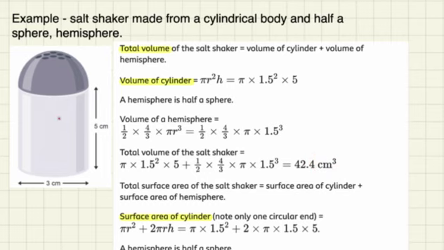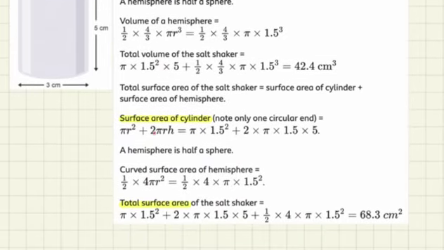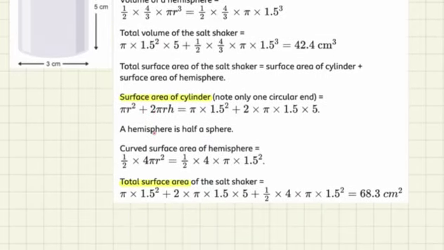So now we've worked out the volume. Let's have a look at surface area, which includes the whole bit on the outside. Let's move this page up a little bit. I'm going through this relatively quickly, and you can take your time over it, but put the video on pause and see if you can work out all of these values yourself. So let's have a look at surface area. Again, this is the surface area of a cylinder and the surface area of a hemisphere.